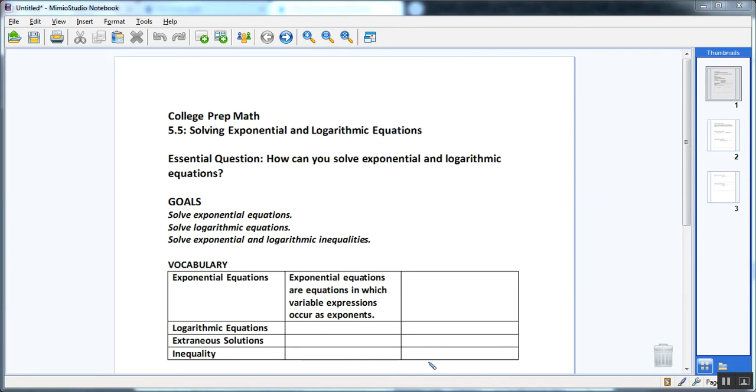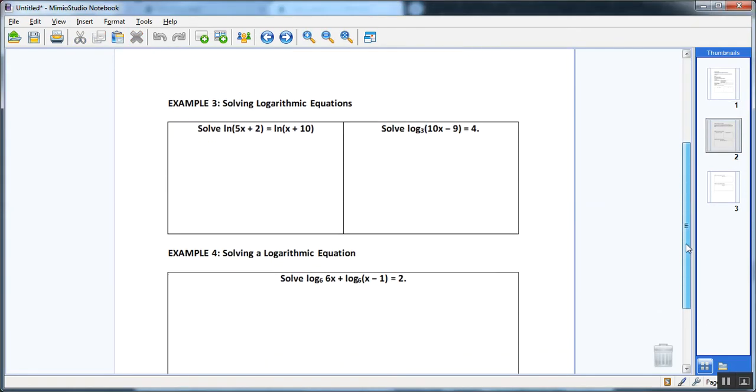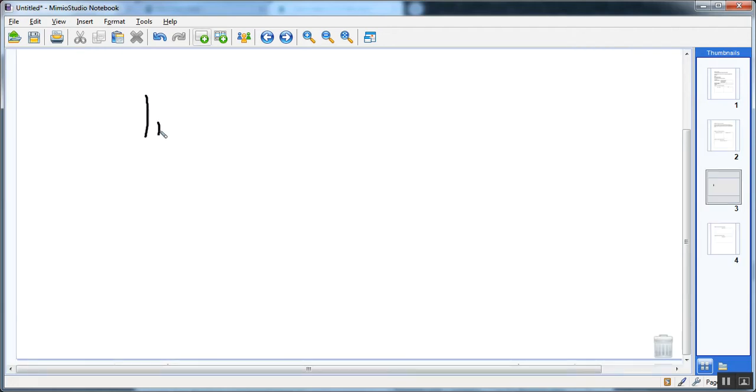So in example 3 is where we were, right? Solving logarithmic equations. Okay? So a couple different ways I can go about this here. Kids, if you look at the first equation up there, it says we have the natural log of 5x plus 2 is equal to the natural log of x plus 10.